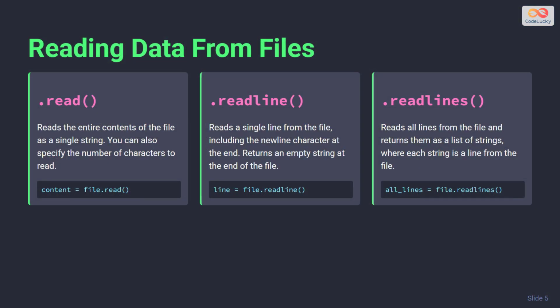Once a file is open, you have several methods to read its content. The read method pulls the entire file content into a single string. The readline method is useful for reading one line at a time, which is great for very large files. Finally, the readlines method reads all the lines in the file and conveniently places them into a list of strings.